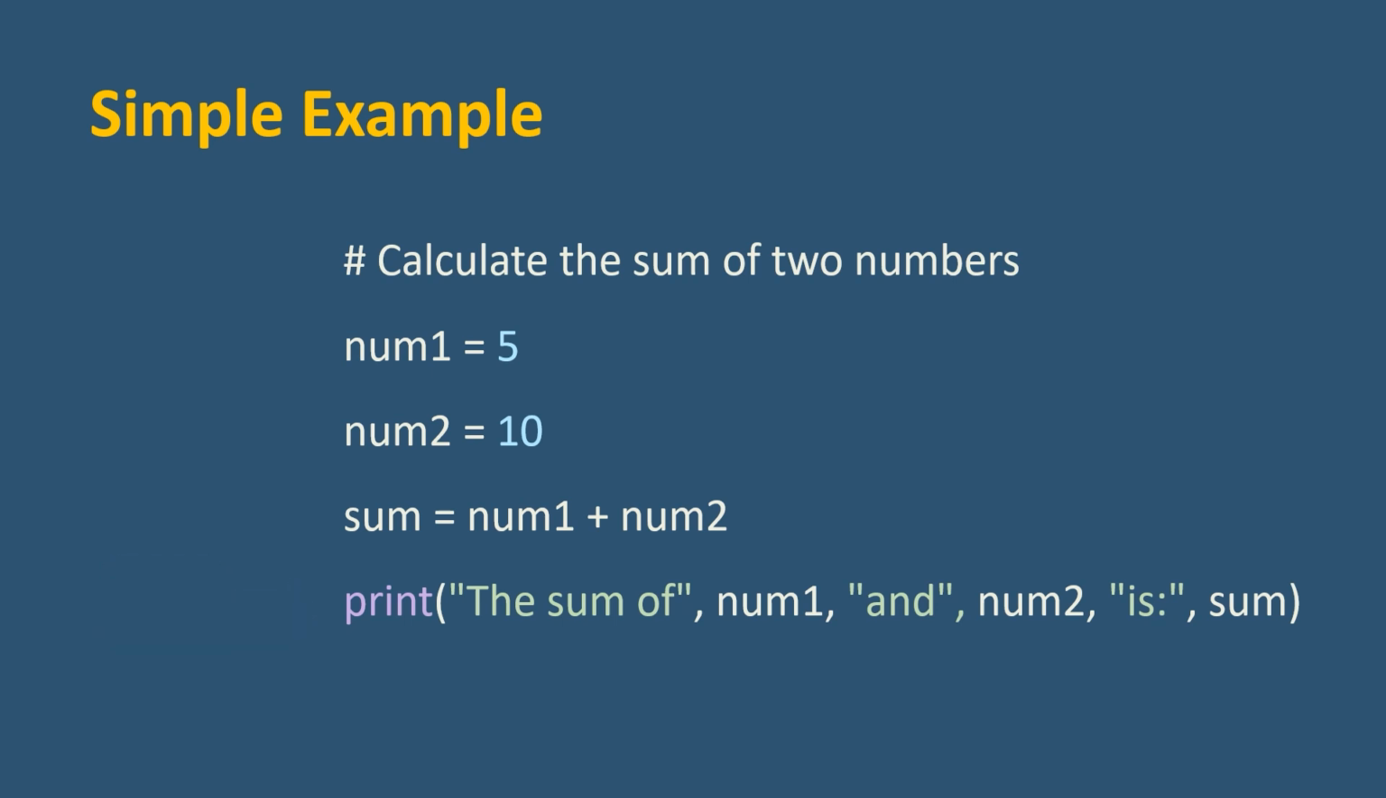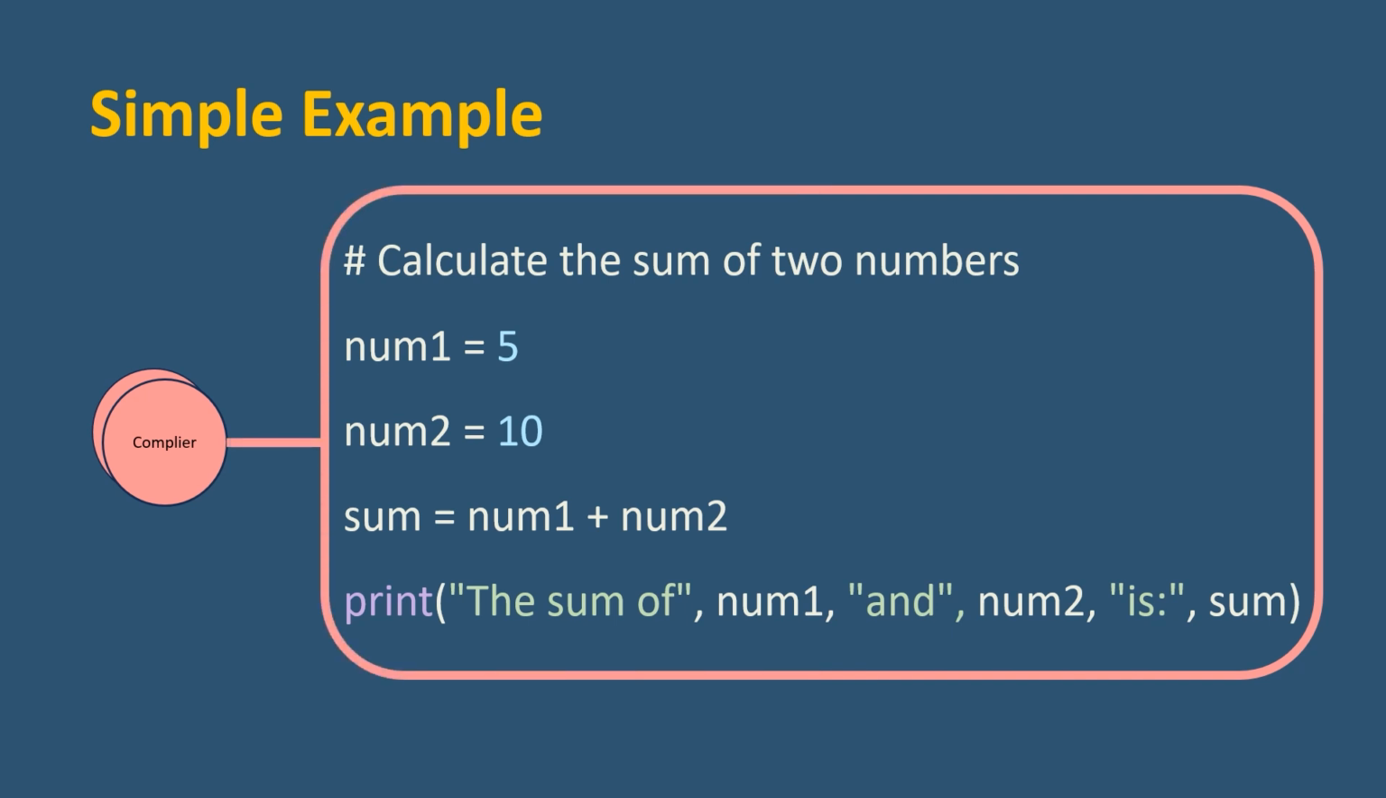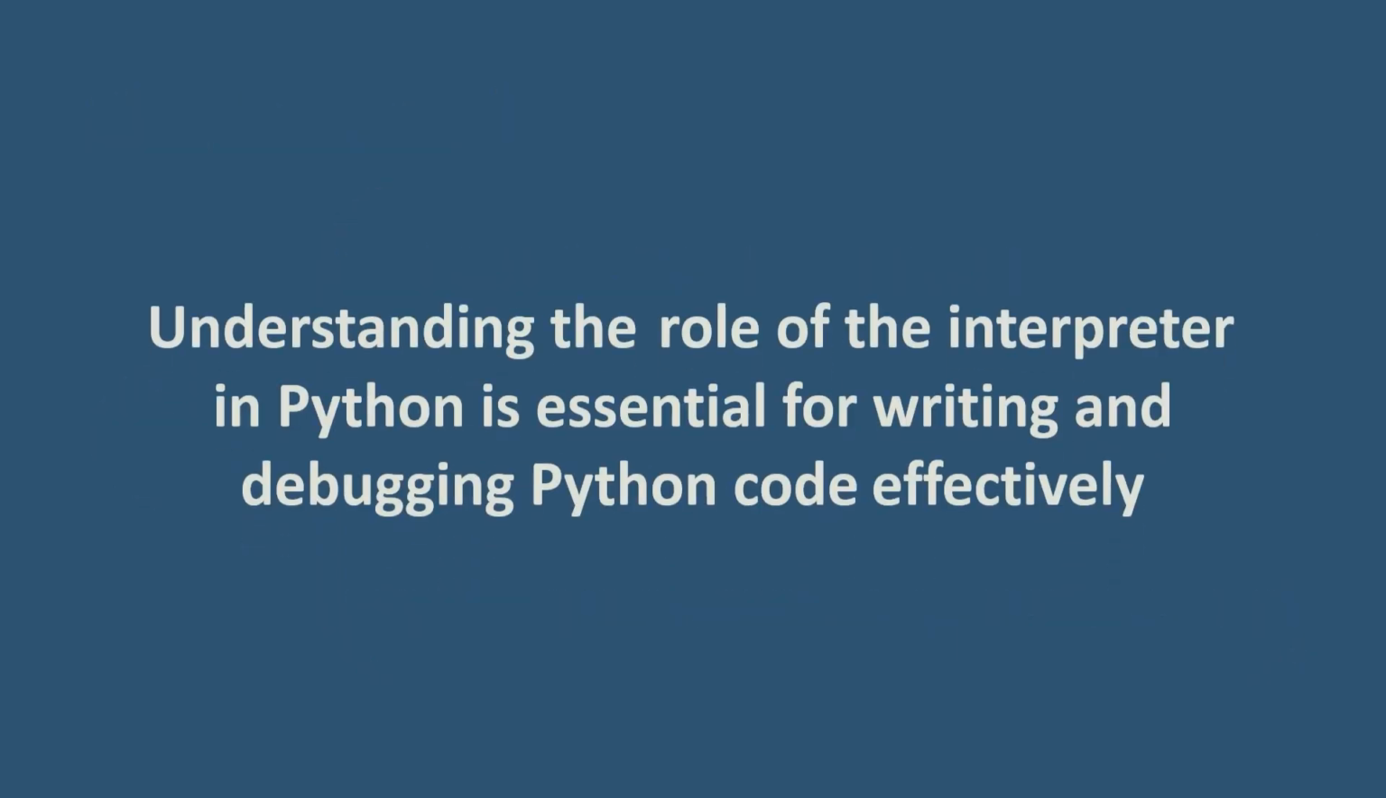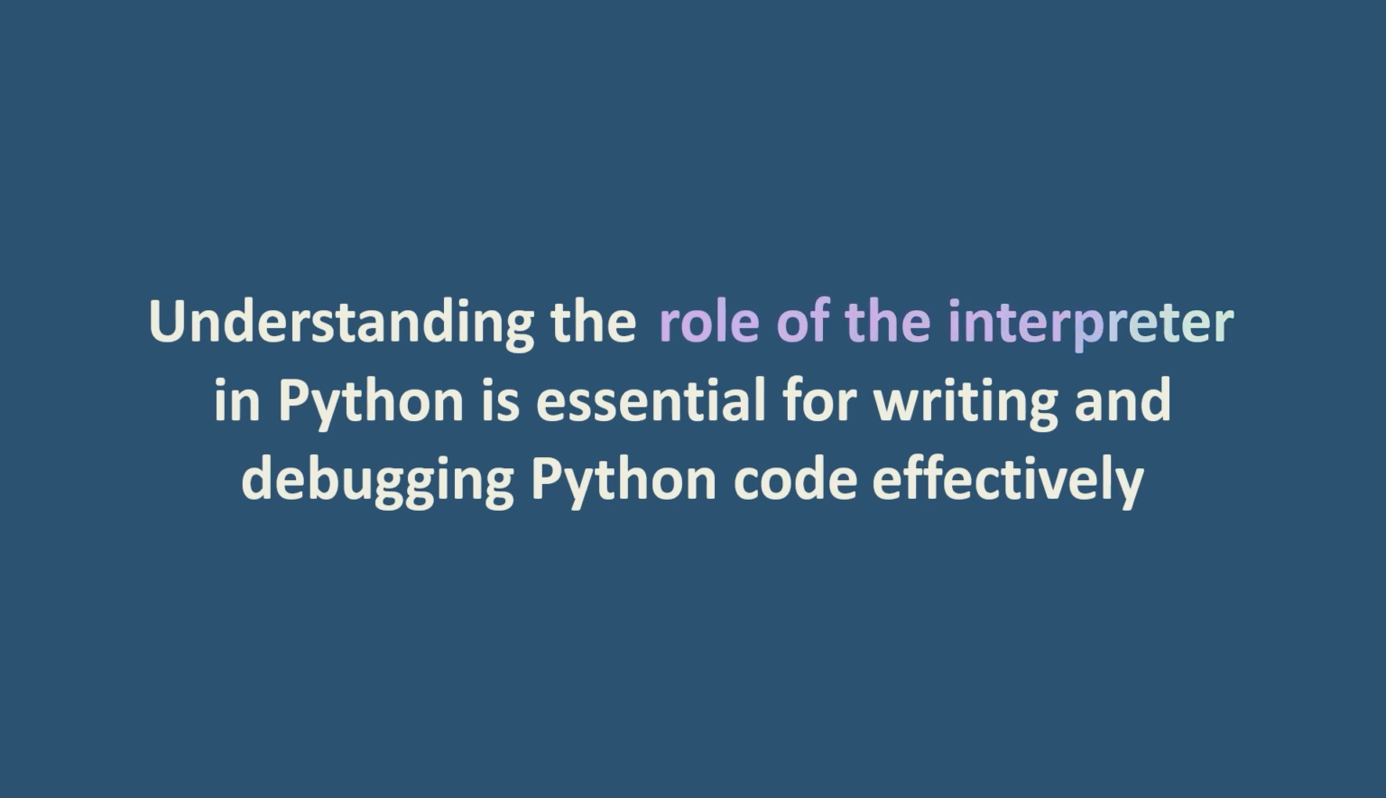In contrast, if this were a compiled language like C++, you would need to compile the entire source code into machine code using a compiler before running it. This compiled executable could then be executed multiple times without needing to be recompiled. Also, if there is an error in any line of the code, the entire program will fail to execute. Understanding the role of the interpreter in Python is essential for writing and debugging Python code effectively.